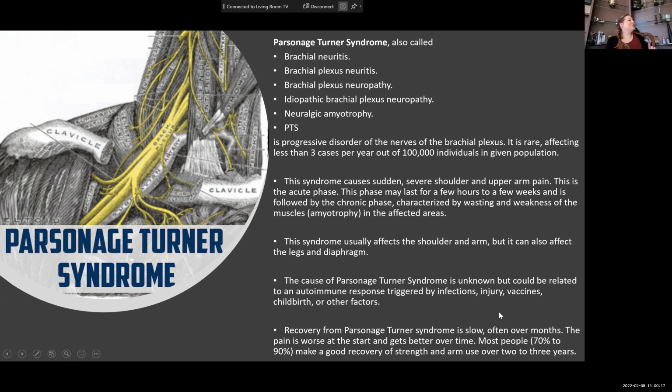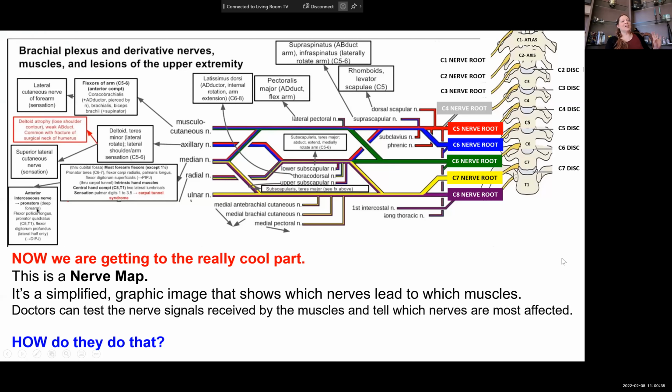I've seen as much as 2 to 3 years before you get full use of the muscles back if they're affected. Wonderful. And 70 to 90% make a good recovery. Not everybody. And about 25% have it repeat more than once in their life. It just keeps coming back. So, you're rare stuff.